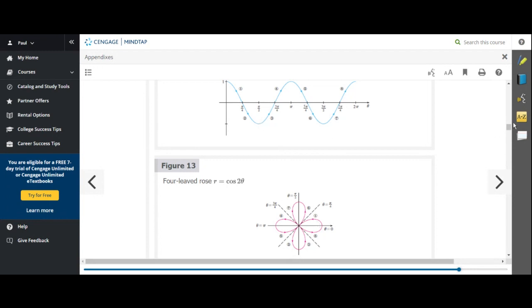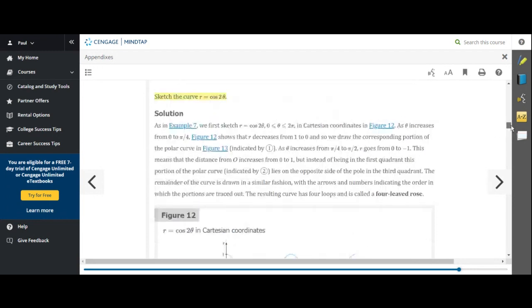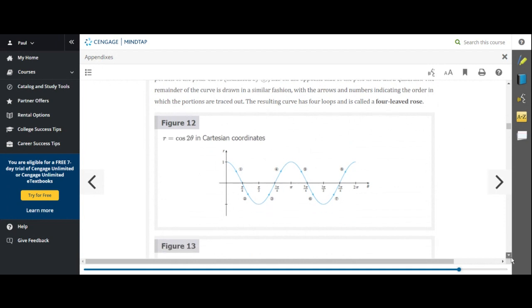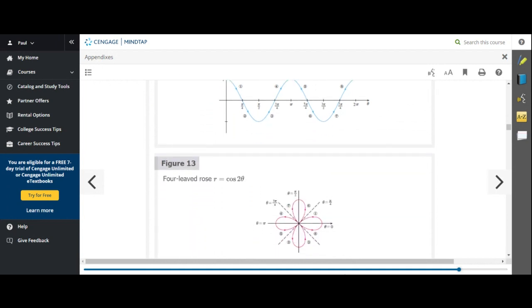Now for the trig graph in figure 12, r equals cosine 2 theta, when theta is between 90 degrees and 135 degrees, the radius increases. It goes from -1 to 0. Well, that's going to correspond to the bottom leaf right-hand side in figure 13.